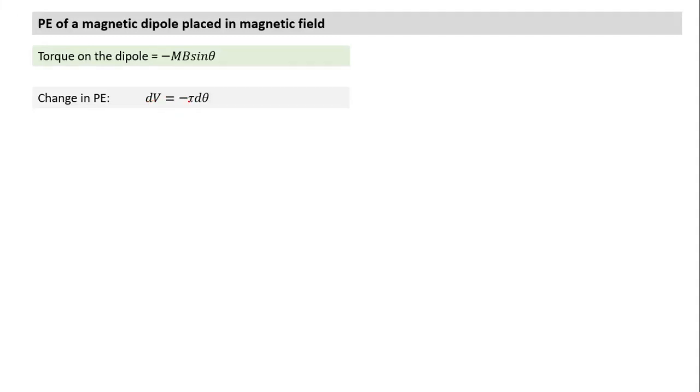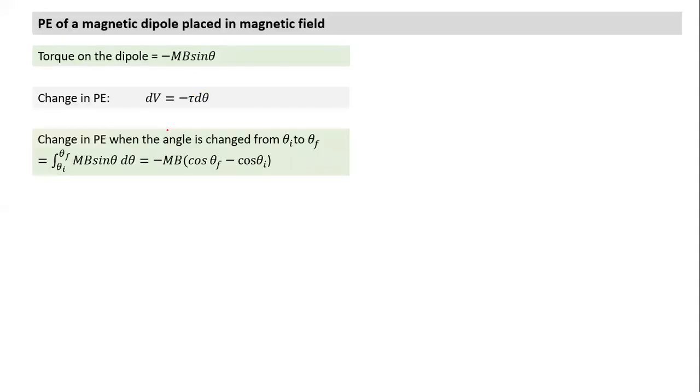It will be minus tau d theta. Tau indicates torque due to the conservative force here. So this is the torque value. What is the torque? Torque itself is negative. When we substitute the value of torque here, this negative will become positive. So this is the change in potential energy corresponding to a small change in angle between the m vector and the b vector.